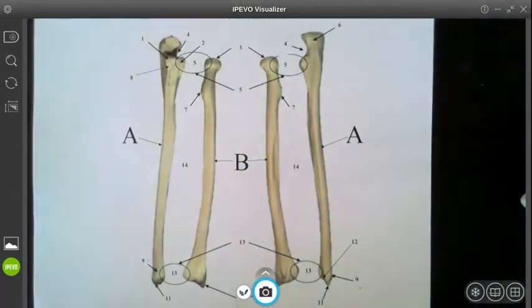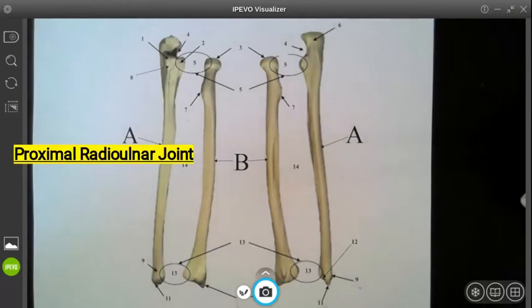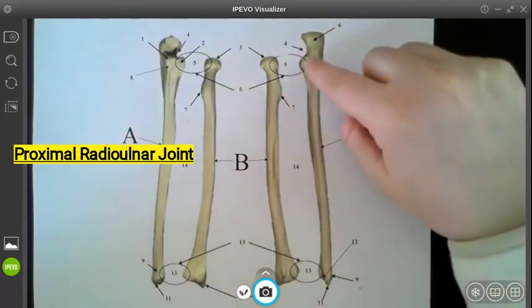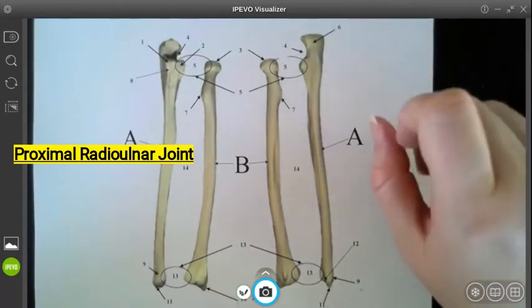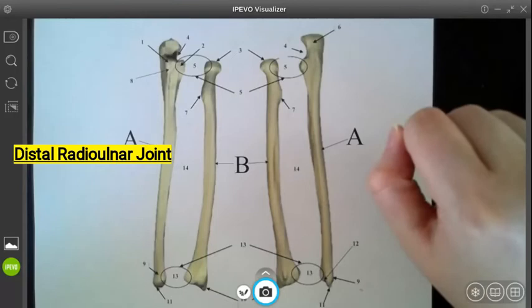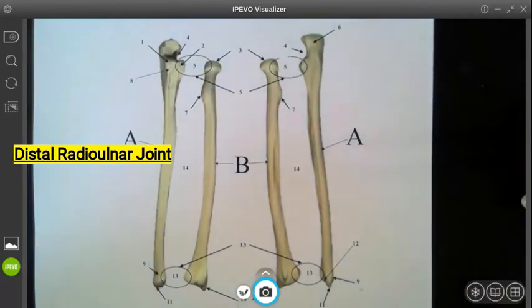Number 5 and number 13 are both pointing at the joints. They are named either proximal and distal and named after the bones that are involved in them. Number 5 is closer to the body, so that's proximal. Number 5 is the proximal radioulnar joint. And 13 is going to be farther away from the body, so we call that the distal radioulnar joint.